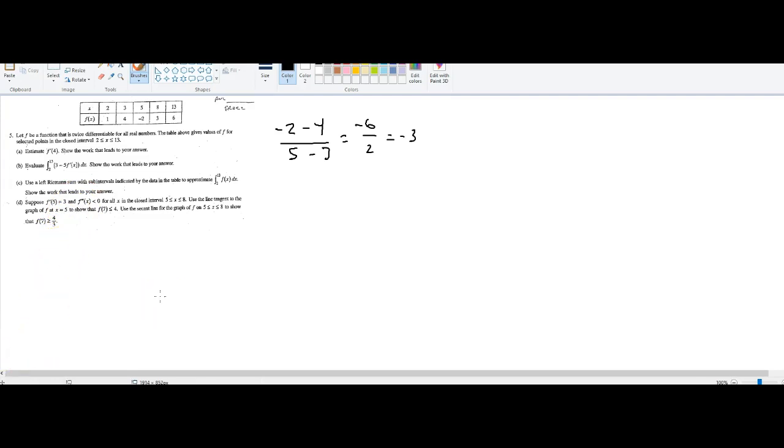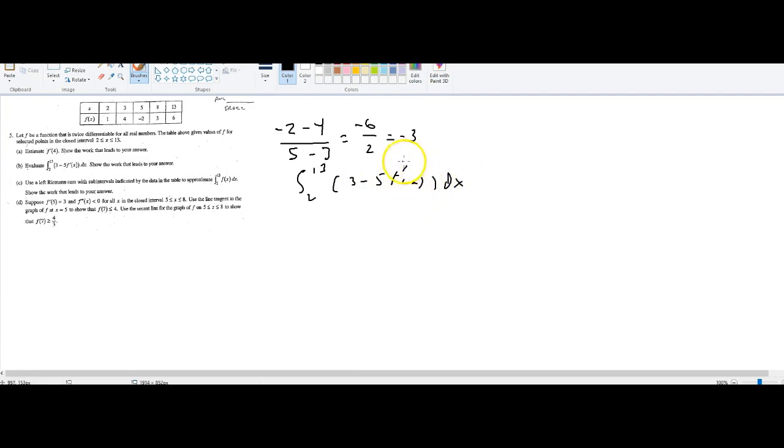Now, the next one's a little tricky. It's a little weird format, and you should start to panic right away, and then you should realize, wait a second, it's not as bad as I thought. What do I mean by that? Well, let's start off. I'm going to integrate this thing from 2 to 13 of 3 minus 5 f prime of x dx.